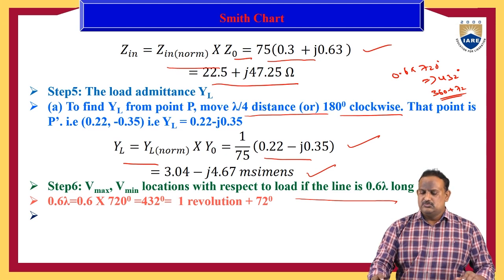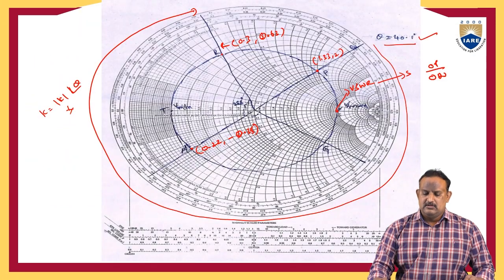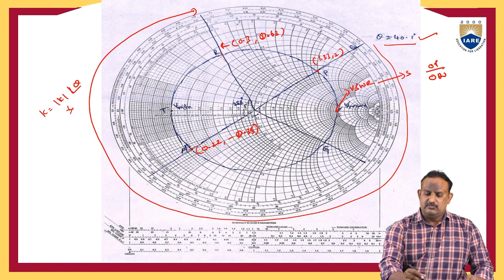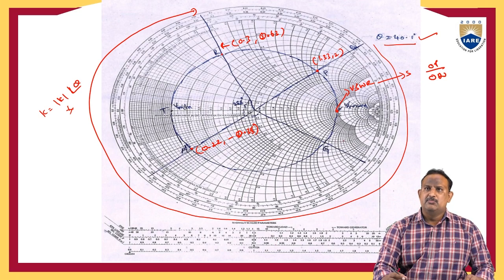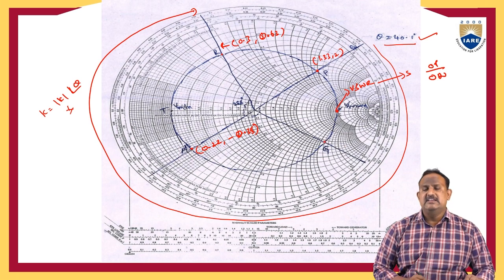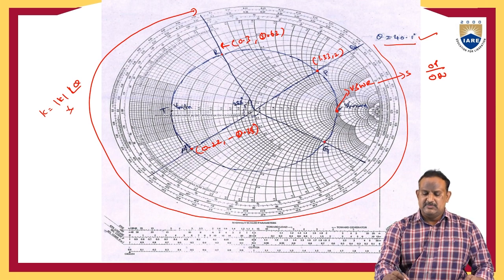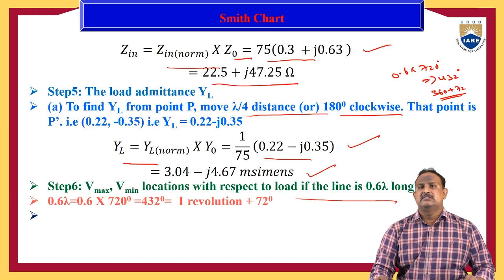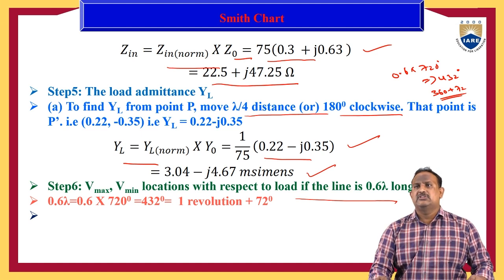We need to move an angle of 432 degrees from point P. From point P it is one complete revolution, and again we need to move 72 degrees. From P, 72 degrees means it touches the point G. So the total distance is one revolution plus 72 degrees, which is 432 degrees.